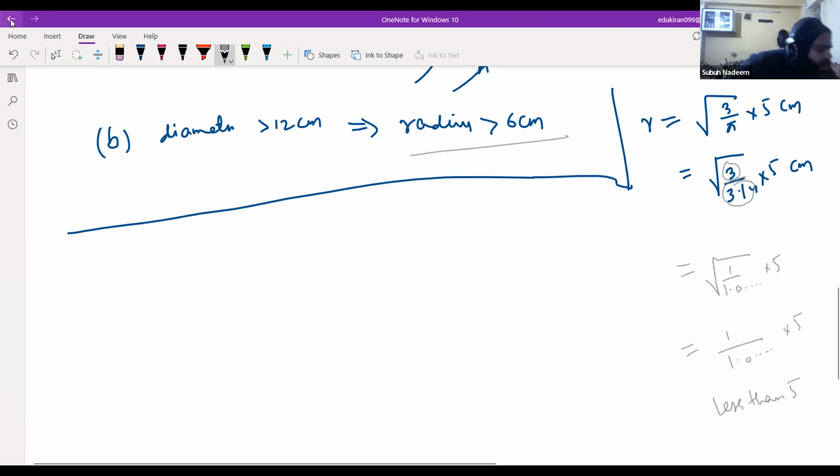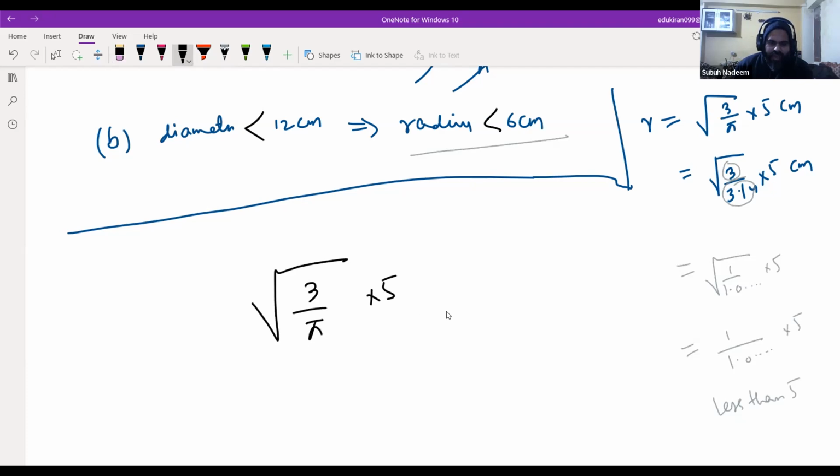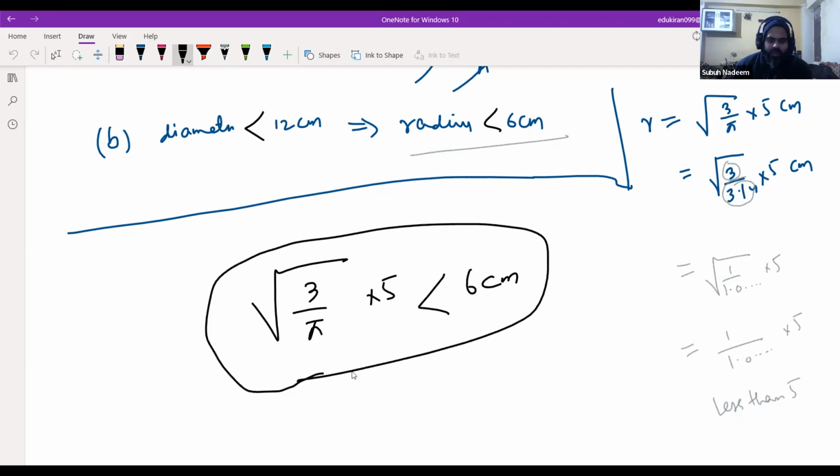The question was saying it cannot exceed 12 centimeter, that is, not greater than 12 centimeter. So the radius which is coming here, which is root 3 by pi into 5, is actually less than 6 centimeter. This is our result. So it does not affect the optimal value. Are you getting it? Yes, sir.